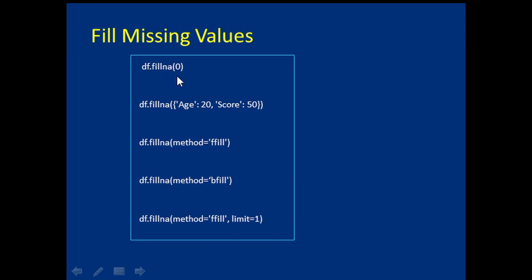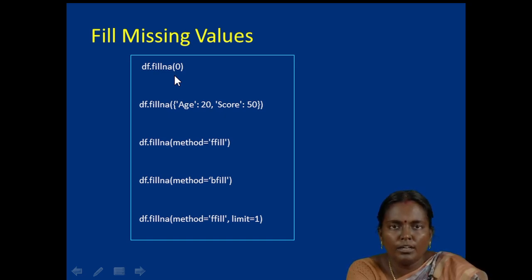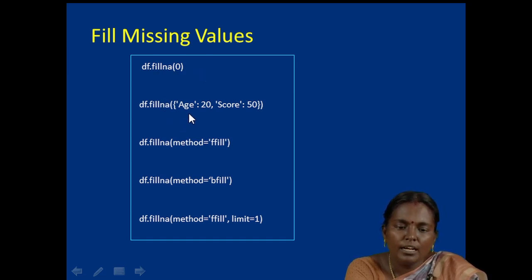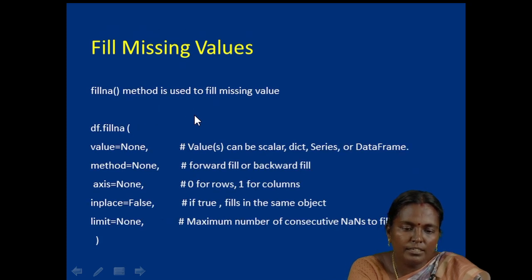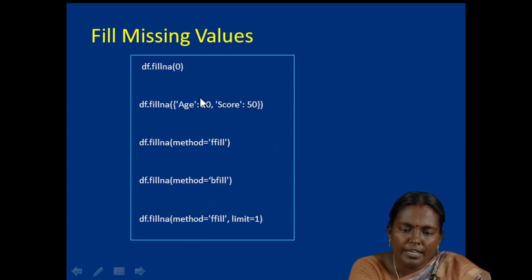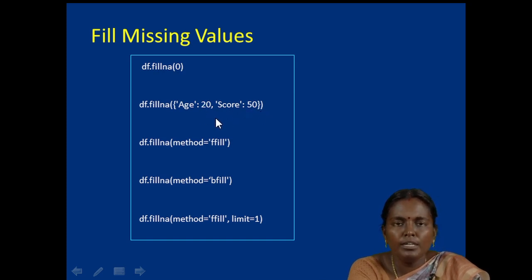Here, fillna of 0. What happens here? If your data set has some missing values, then they will be filled with 0. Here, fillna, as I said previously, this value could be either a dictionary, a scalar or a series. So here is an example. I have given a dictionary which has age 20 and score 50. This way also you can fill the particular empty values in your data set.